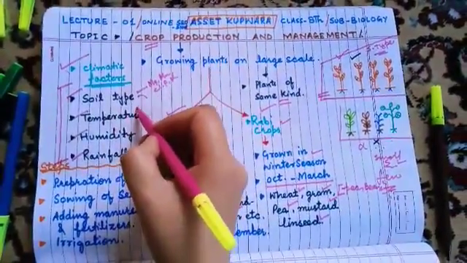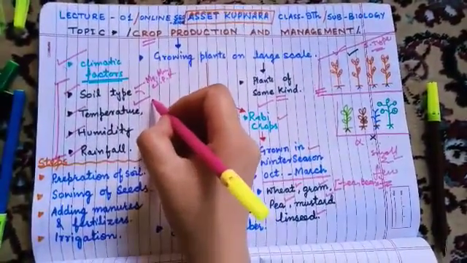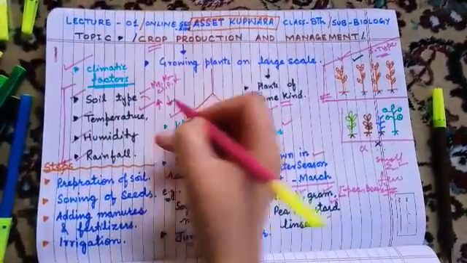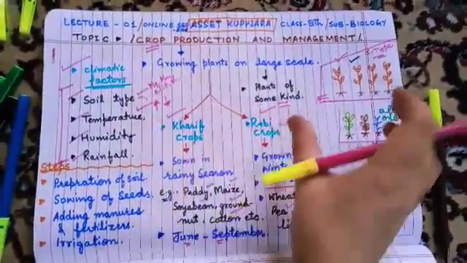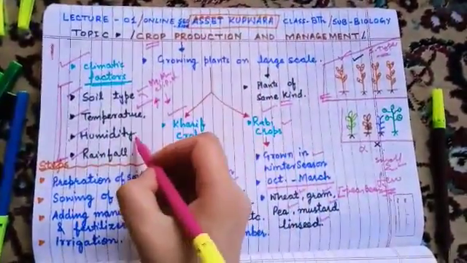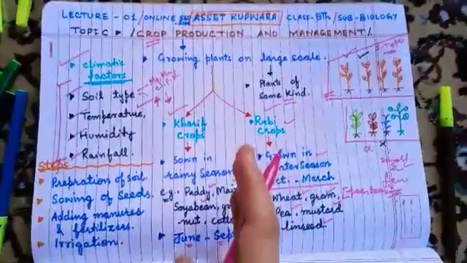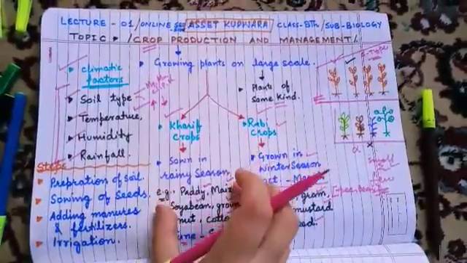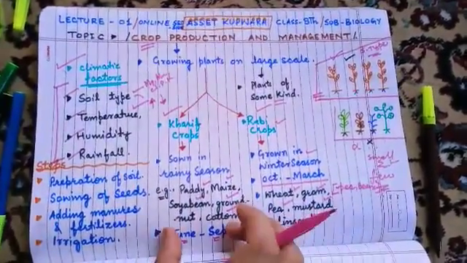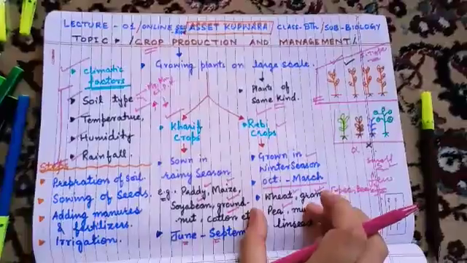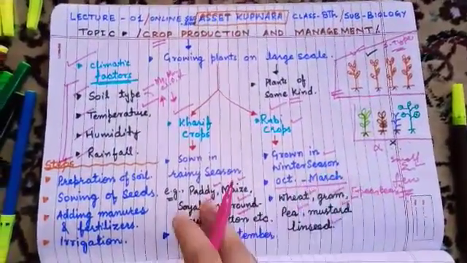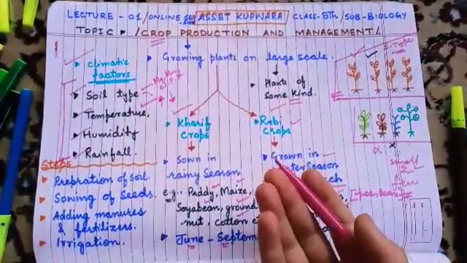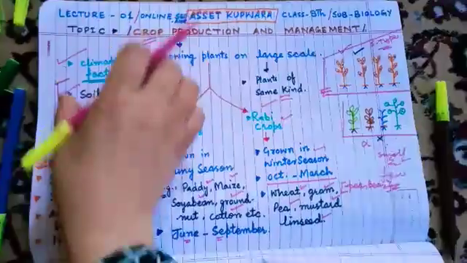Now the second point is temperature. Some crops need high temperatures, some crops need low temperatures. So temperature is also a factor which affects crop growth and production. It means that we need the seasonal variation. These kharif crops should be grown only in summer and rabi crops in winter. We should not try to rearrange these crop productions, otherwise our cultivation will not be good.